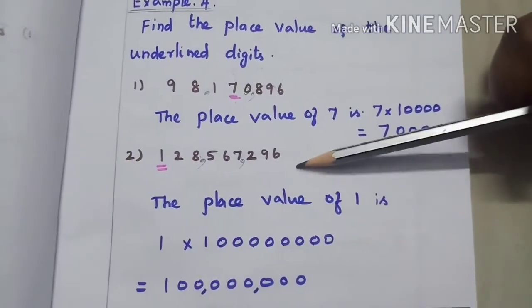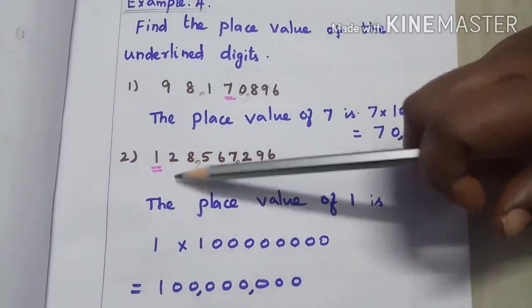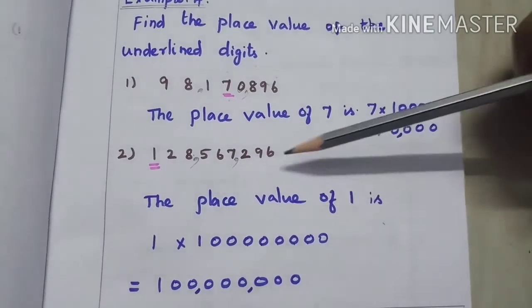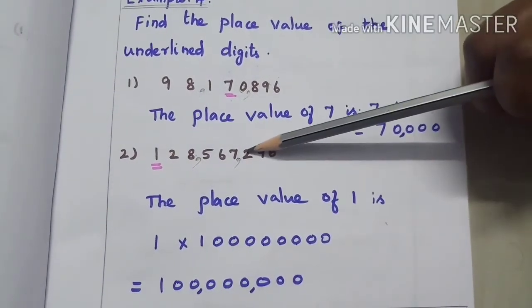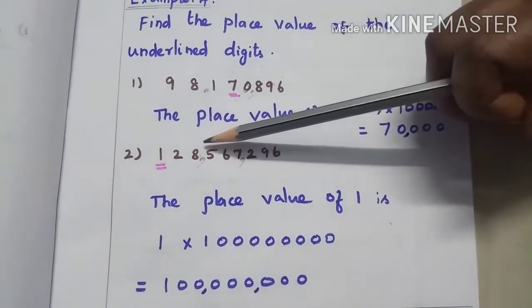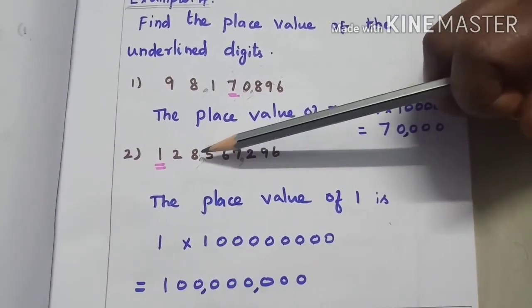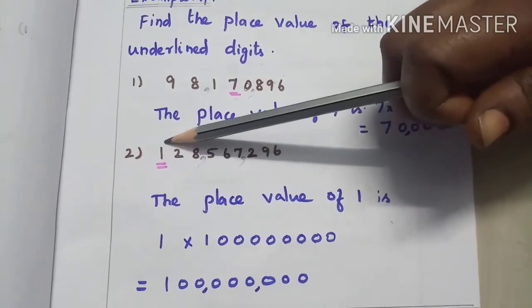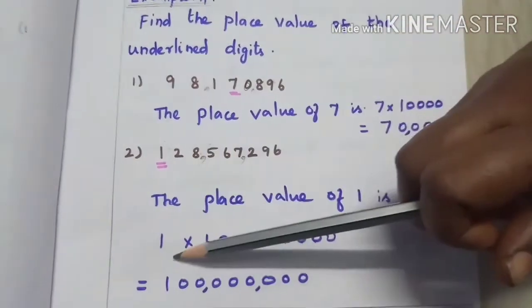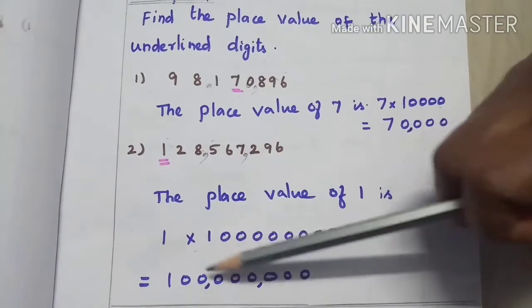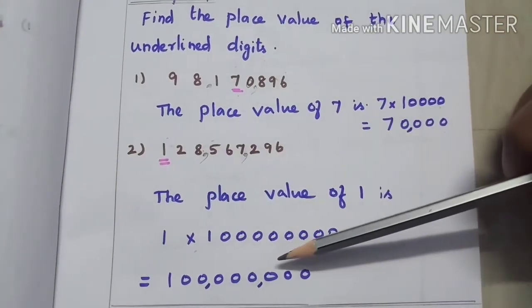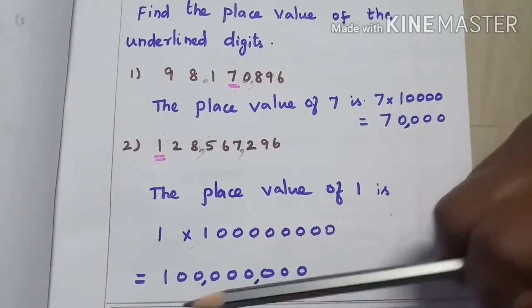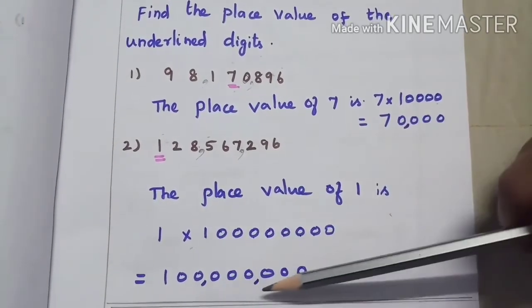And the next question, 1 is underlined. The place value of 1 is, so the periods are ones, tens, hundreds, thousand, 10,000, 100,000, and next million, 10 million, 100 million. So 1 into 100 million equal to 100 million.